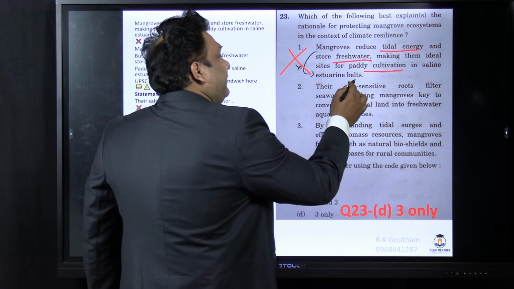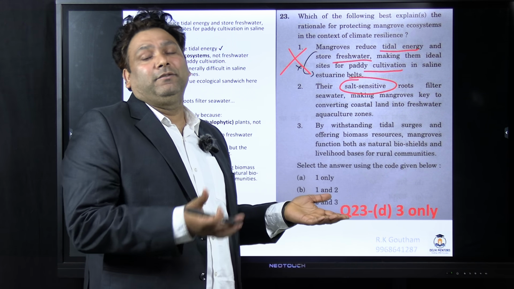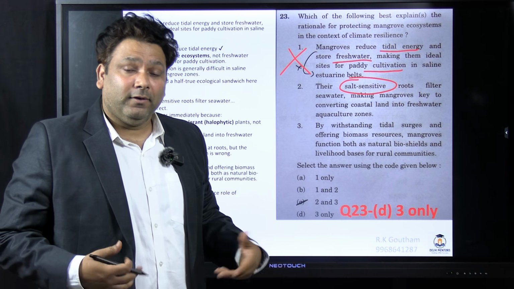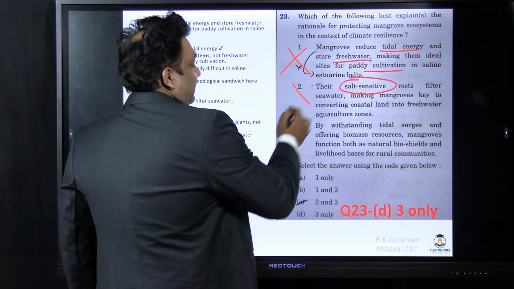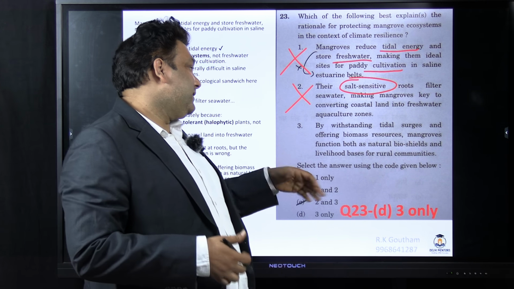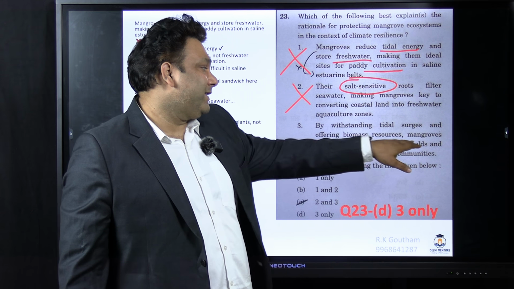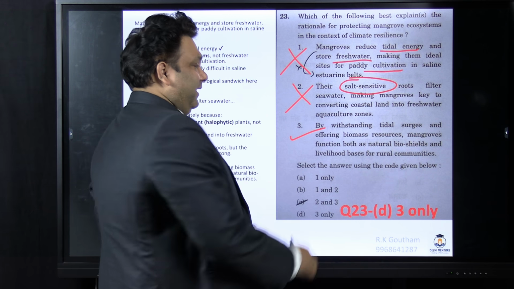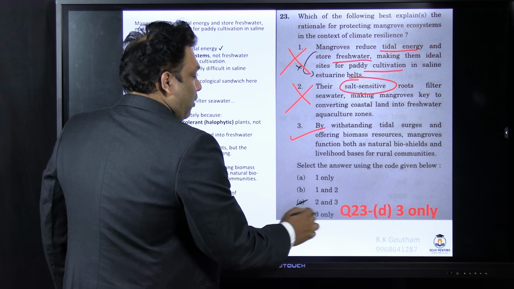They are salt sensitive. देखो अभी, the mangrove ecosystem, it is in the intertidal zone. So how can it be salt sensitive? So it cannot be salt sensitive. अगर salt sensitive होता, ये वहाँ पे जिंदा नहीं रहता. So the second statement is wrong. By withstanding tidal surges, they will withstand tidal surge and offer biomass resources. Mangroves function both as natural bioshield and livelihood basis for the rural communities. So this statement is right. You cannot deny any of the sentences over here. The option is only 3.